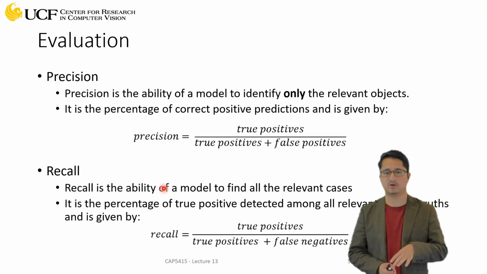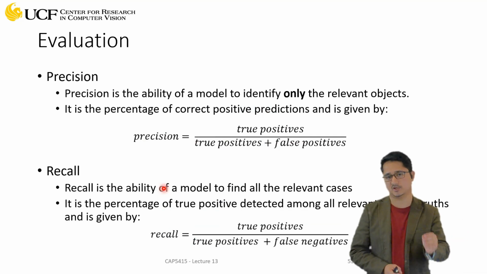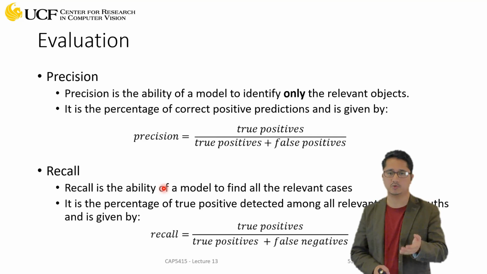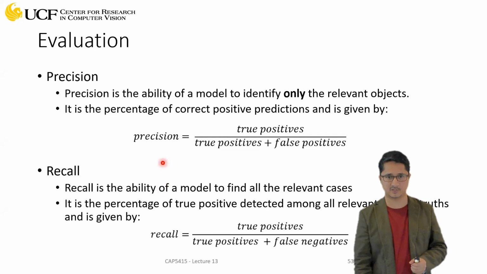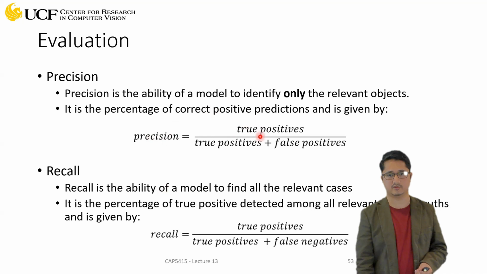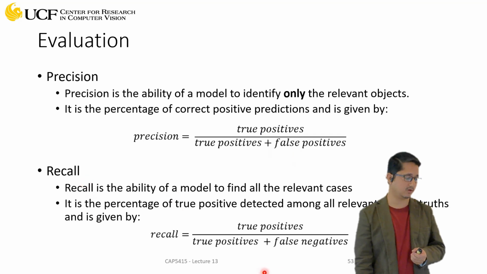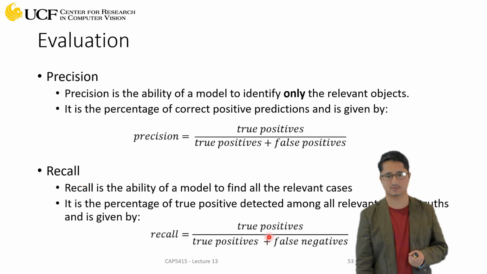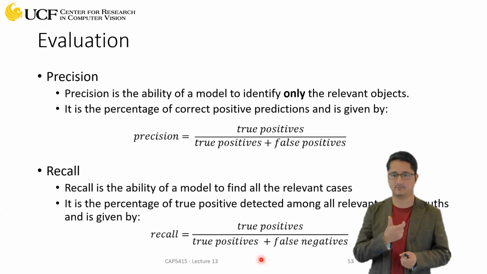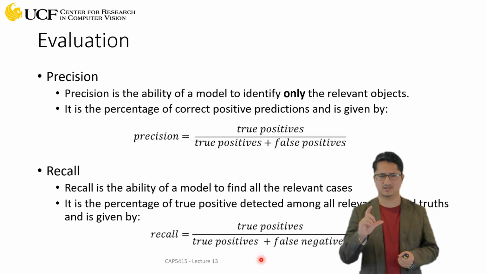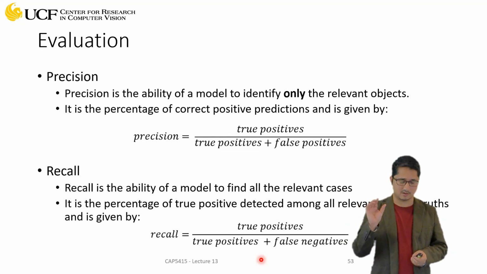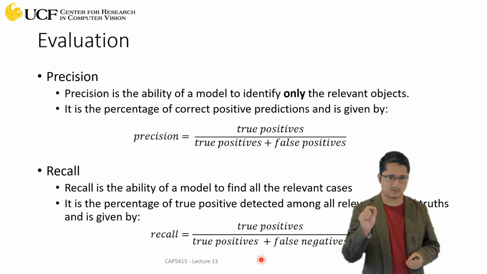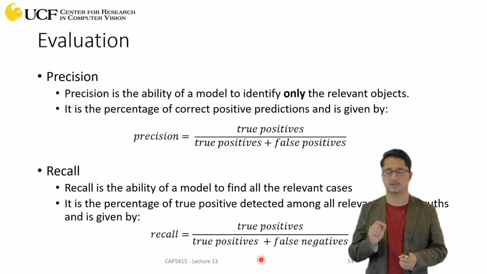Now, the precision and recall definitions remain the same. It's not going to change. It's just how you are computing your true positives and false positives. Precision is a ratio between your true positives and the sum of true positives and false positives. And recall is, again, true positives, but in the denominator, you have true positives and false negatives. And the concept remains the same. As I said, precision is how accurate your model is.